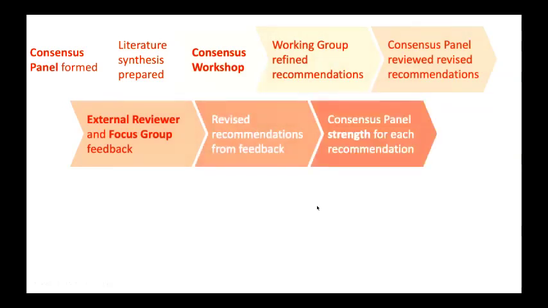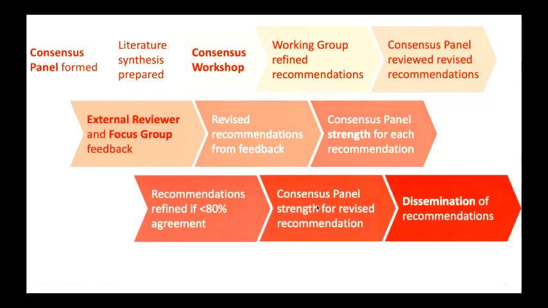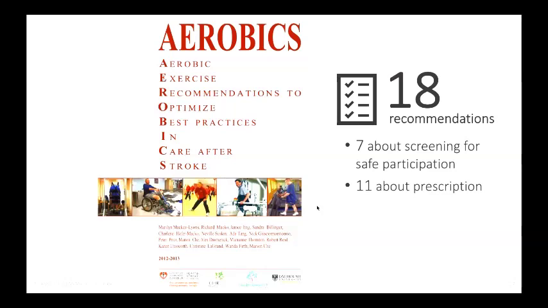Once the guidelines had gone through the external reviewer and stakeholder feedback, the recommendations were revised, and then it went back out to the consensus panel to rate the strength of each recommendation. And the recommendations were refined if there was less than 80% agreement. Again, this is all just to establish the rigor of how the guidelines were developed. And the consensus panel would rate the strength of the revised recommendations, and then finally the recommendations were disseminated. So at the end of the day, we came up with the original document, which is the 2013 aerobics guidelines, that had 18 recommendations in total. 7 were related to screening for safe exercise prescription, and 11 were related to exercise prescription.